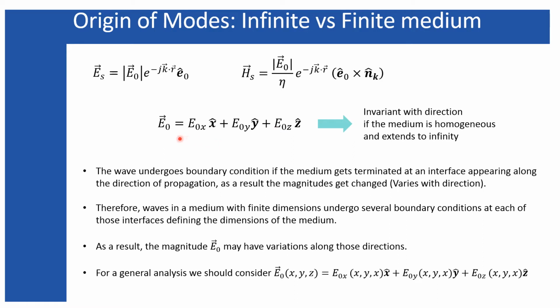But when I have assumed the medium is semi-infinite, in the case of normal incidence or oblique incidence, we have seen that this magnitude, the electric field magnitude and the magnetic field magnitude, undergo some boundary conditions, and based on those boundary conditions, the field magnitude gets changed in the second medium where the wave gets transferred from the first medium.